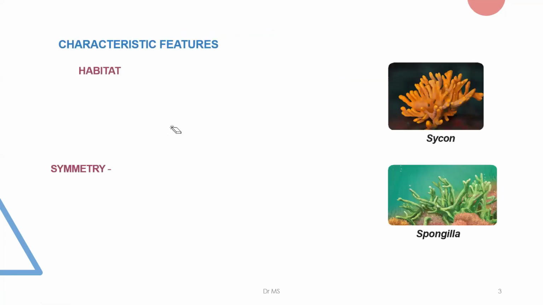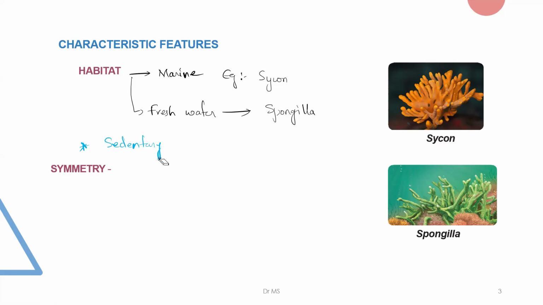If you see the habitat of this phylum Porifera, they live mostly in the marine habitat. You can take the example like Cyclone, which is given in the NCERT. But not only in marine conditions, they also live in fresh water. You can take the example Spongilla. Mostly these animals are sedentary. What is the meaning of sedentary? That means they are fixed to the surface. They cannot move.